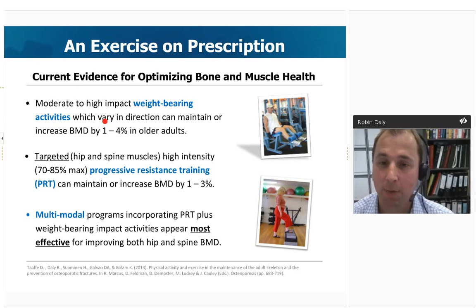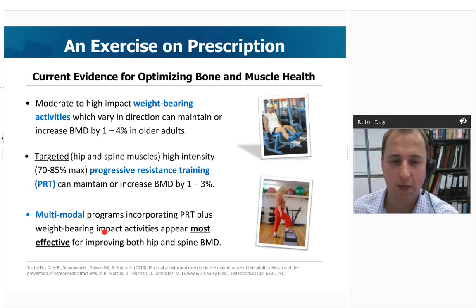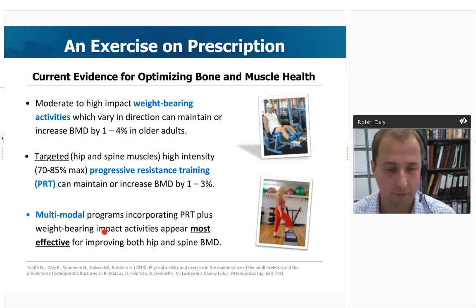We know that resistance training, lifting weights at a relatively moderate to high intensity, as long as it's progressive, is also effective. But I'll show you some evidence in some slides later. The evidence is somewhat mixed, and I'll explain why. And probably the best programs are those that are multimodal. So those that include a combination of resistance training with these weight-bearing activities and probably balance and challenging activities to reduce your risk of having a fall. So the big question we get is, well, how much exercise do we really need to do?